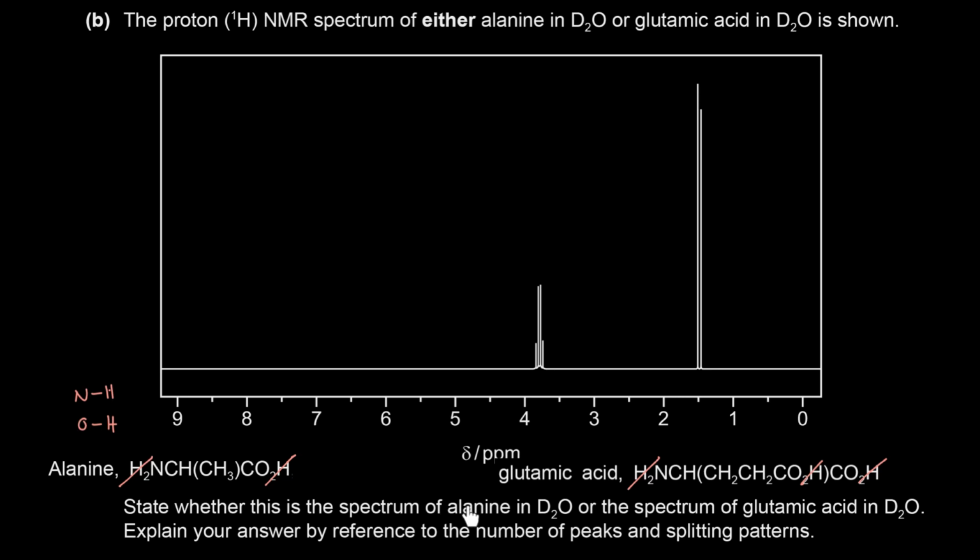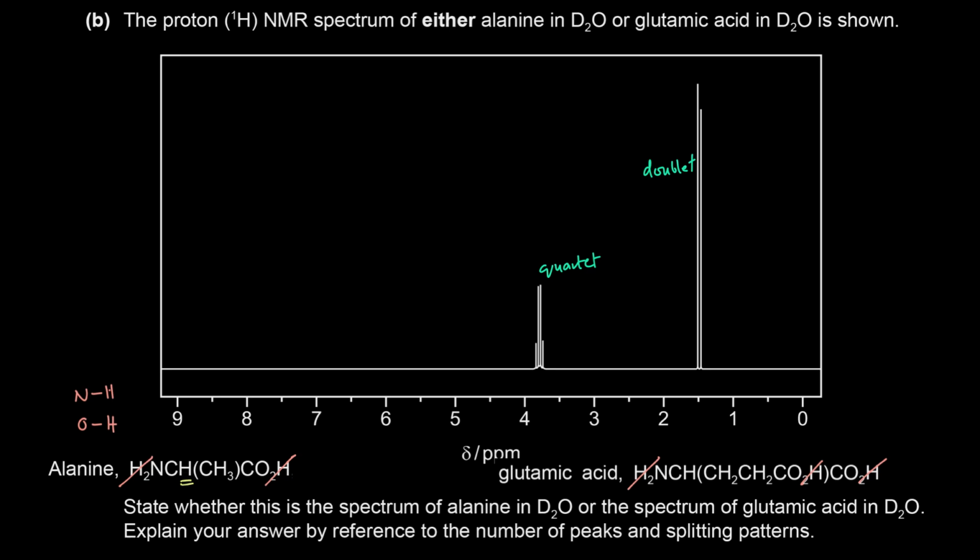Now we have to figure out whether this is the spectrum for alanine or glutamic acid. Just by looking, excluding the NH and OH peaks, how many different types of protons do I have in this spectrum? I have two different types of protons, and I have a doublet and a quartet. Which of these two, alanine or glutamic acid, has two different types of protons? Only alanine does. You have a CH and a CH3.